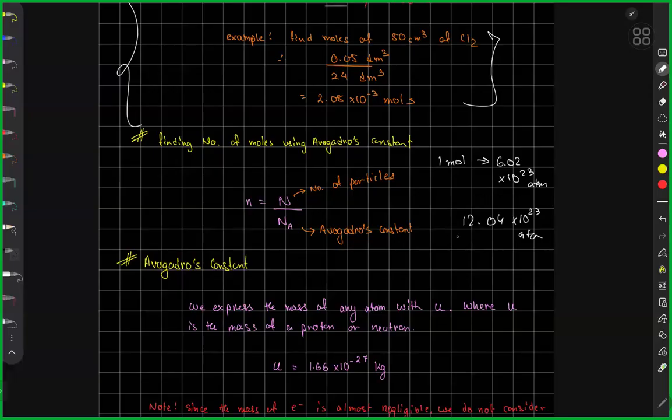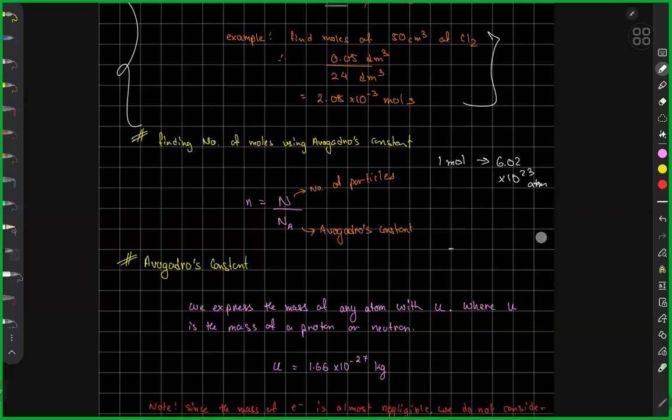The simple answer is I'll divide 12.04 × 10^23 by 6.02 × 10^23. My answer comes out to be 2. Since 1 mole has these many particles, I divide whatever amount of particles I have by this. What do I ultimately get? The number of moles. So 2 moles. If I have 12.04 × 10^23 atoms, I have 2 moles.